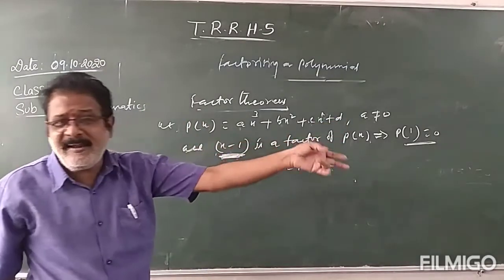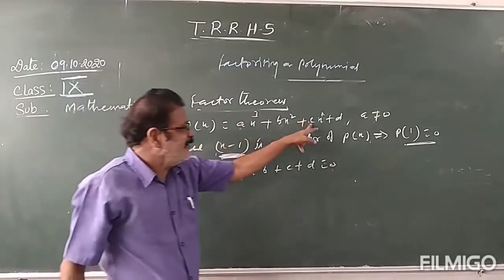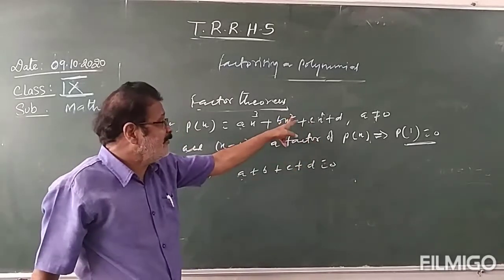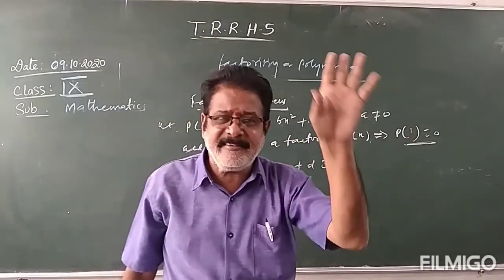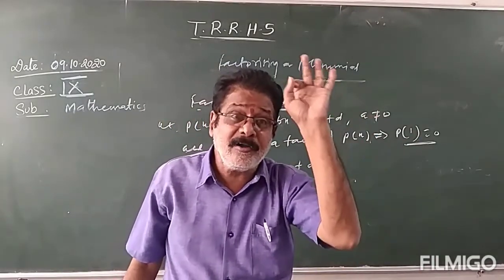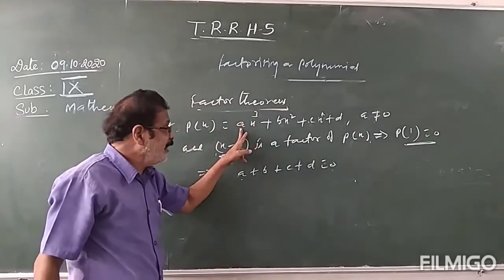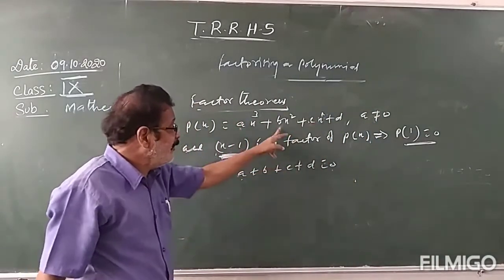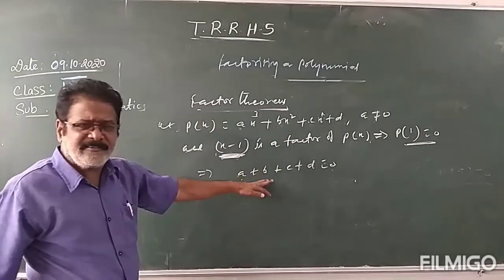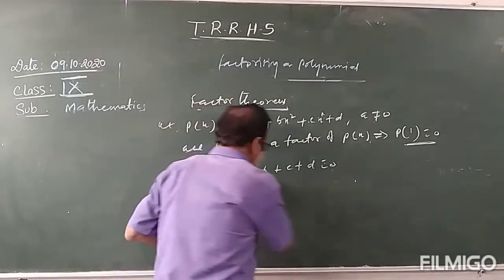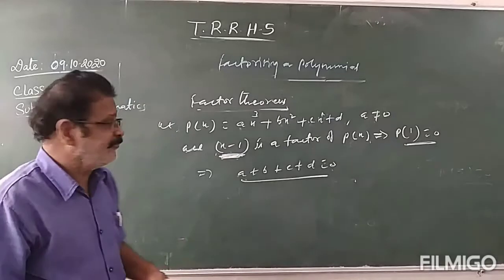Here odd powers are there, even powers are there. The coefficients of odd powers are a and c. The coefficients of even powers are b and d. All constant terms are coefficients of even powers. Sum of all the coefficients, odd and even powers, is 0. Then x minus 1 is the factor.